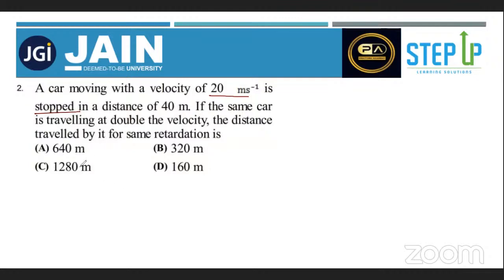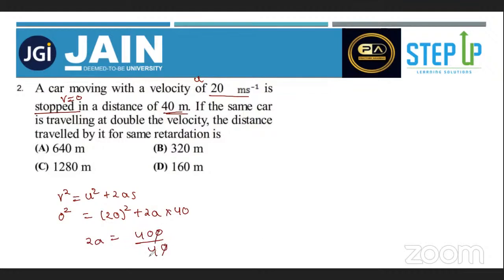If I'm writing case 1, when it is stopped, v is coming to 0 and u is this velocity. Now using the equation of motion v square is equal to u square plus 2as, I know that v is 0. So 0 square is equal to 20 square plus 2 times a into 40 meter. Okay, this is the s in the first case. Using this, 2a will be equal to 400 upon 40, which is 10, which gives me acceleration a equal to 5 meter per second square.